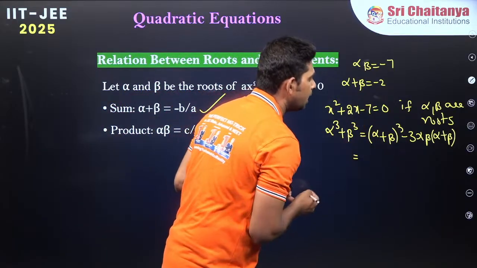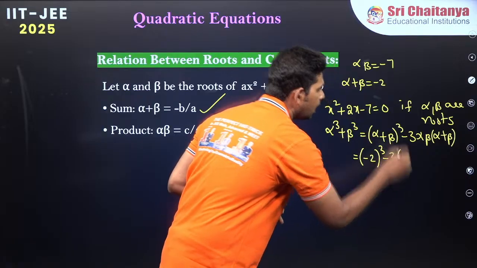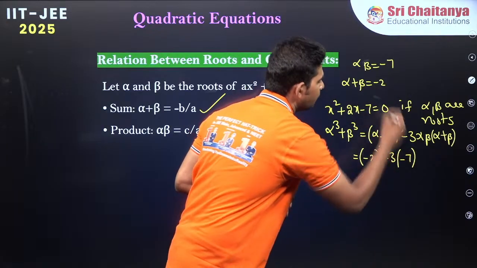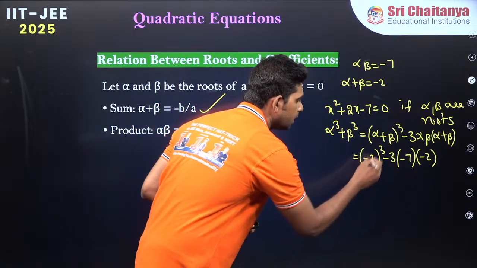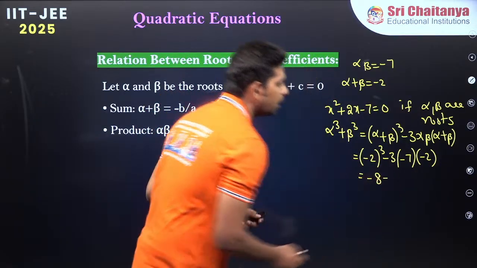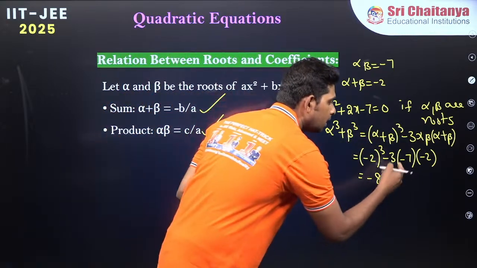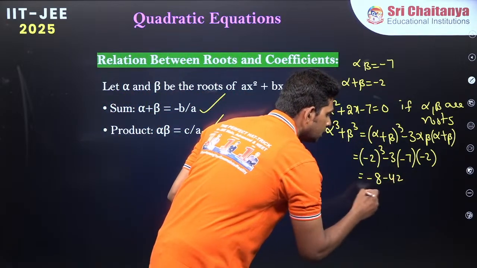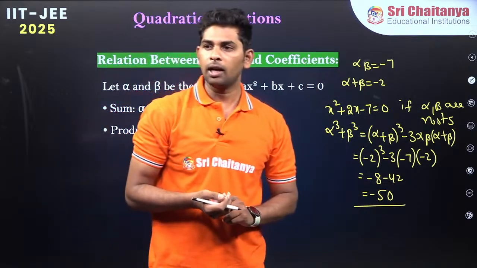Alpha plus beta is minus 2, whole cube you are writing, minus 3 times alpha beta, which is minus 7, times alpha plus beta, which is again minus 2. Now this one here is minus 8, minus again minus 21 times 2 is going to give us 42, which gives us minus 50. Minus 50 is our answer.